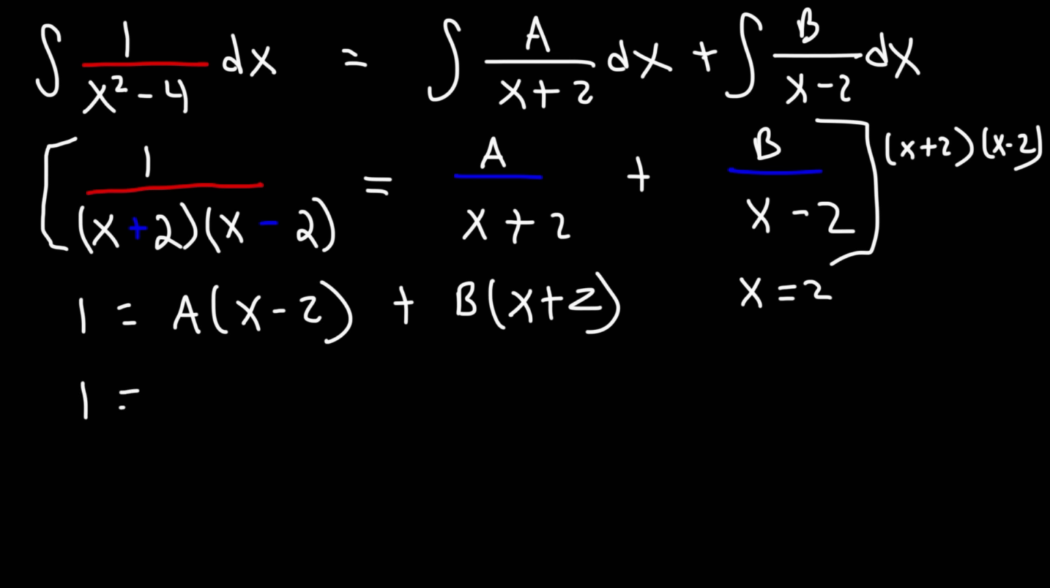So we're going to have 1 is equal to a times 2 minus 2. 2 minus 2 is 0, so this becomes 0, plus b, and this is going to be 2 plus 2, which is 4. So what we have is 1 is equal to 4b, and then dividing both sides by 4, we get that b is equal to 1 over 4.